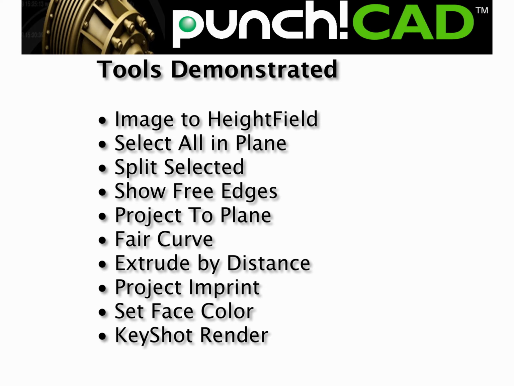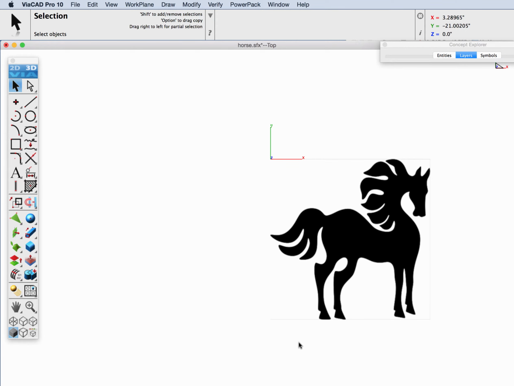and finally rendering our 3D model. I've imported a JPEG consisting of a black and white image of a horse. And what I'd like to do is convert this image into something I can work with in our CAD system for extrusions and projections into 3D objects.